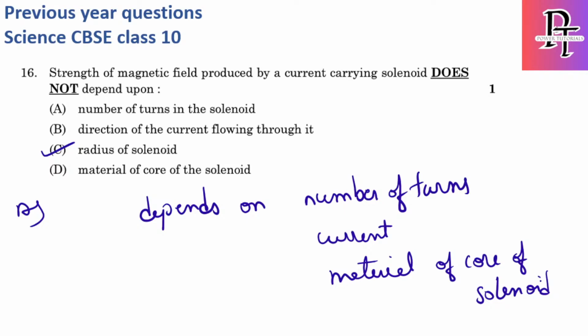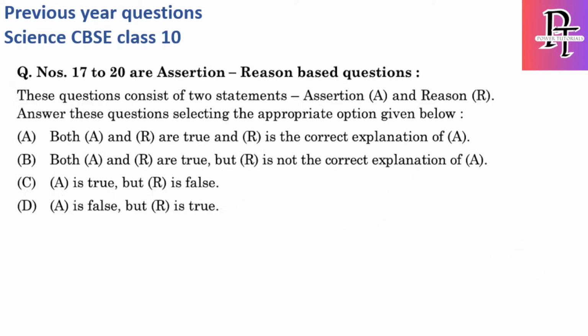Okay, let's move to the next one, the 17th question. Before going to the 17th question, questions 17 to 20 are assertion and reason type. So you have to remember: the first option A is both A and R are true and R is the correct explanation. B, A and R are true but R is not the correct explanation. C, A is true, R is false.